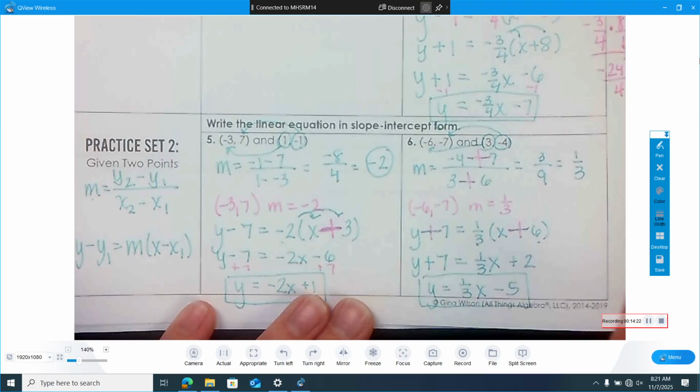It is not quite it. We got one more set. All right. Okay.